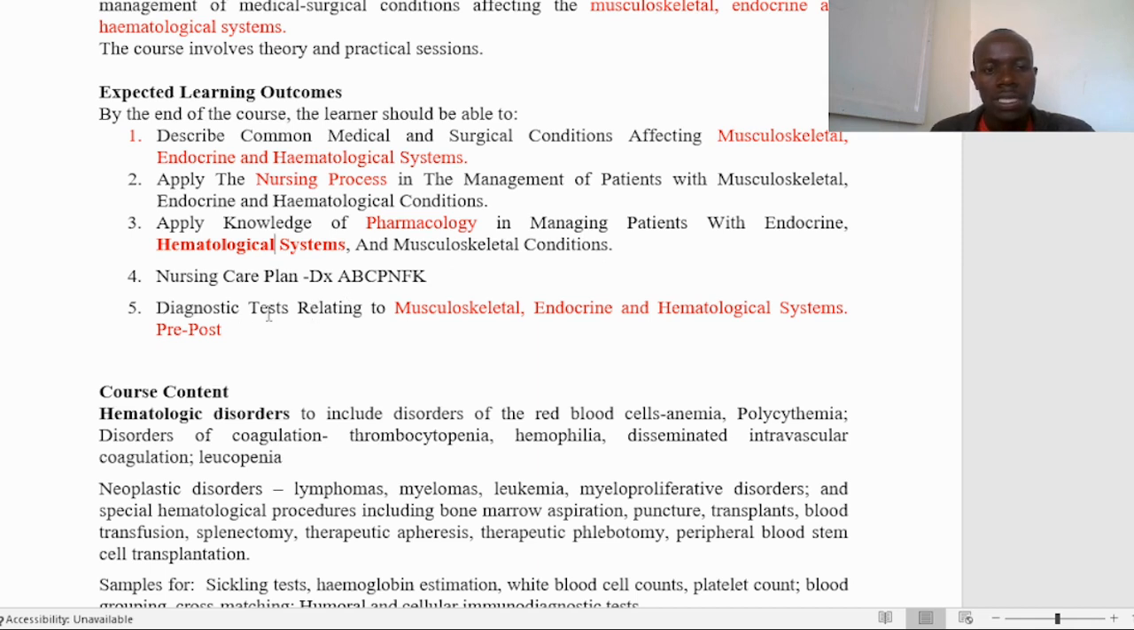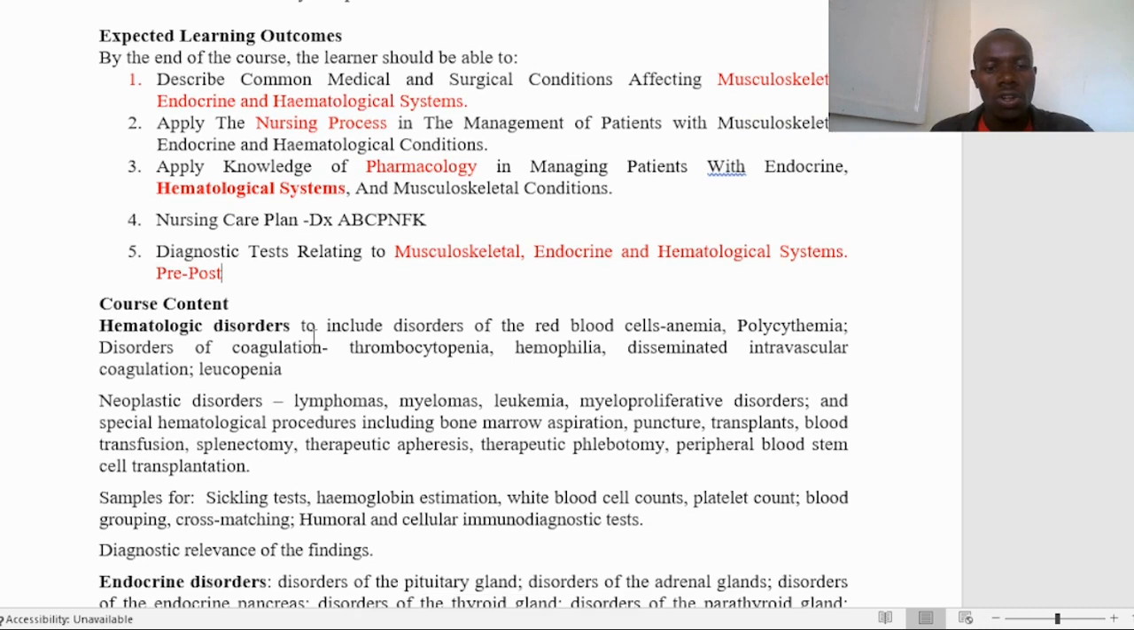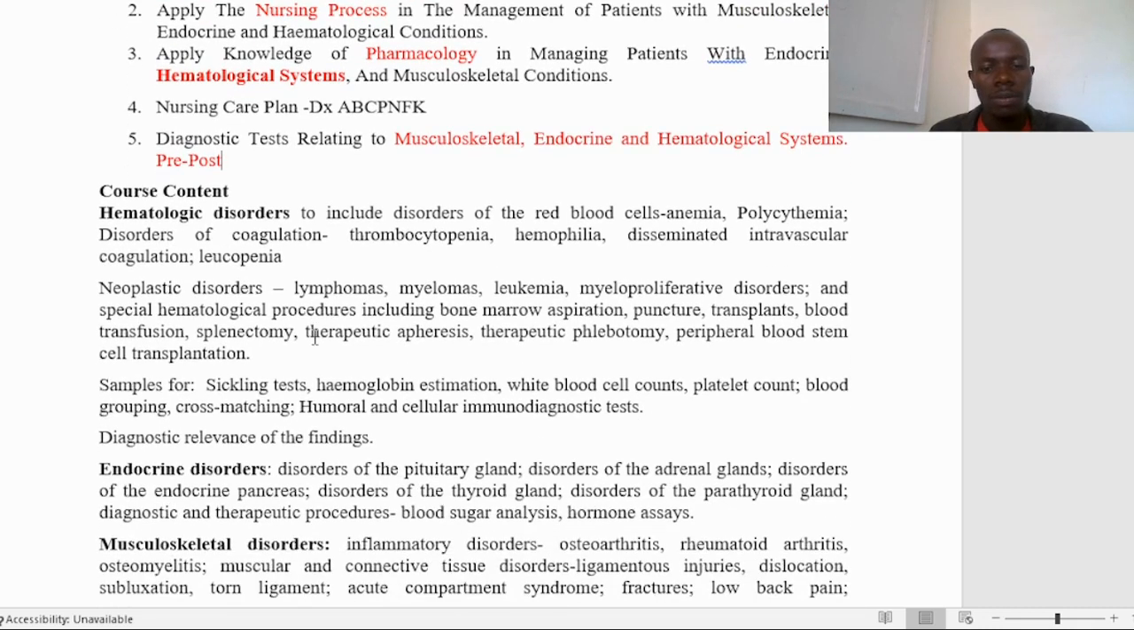Lastly, we'll be looking at diagnostic tests related to the musculoskeletal, endocrine, and hematological systems. We want the nurse to tell us the pre and post care for our patients undergoing all these conditions. So remember, we'll be using a flipped classroom where you'll be given these conditions, you study them, we discuss them in class.